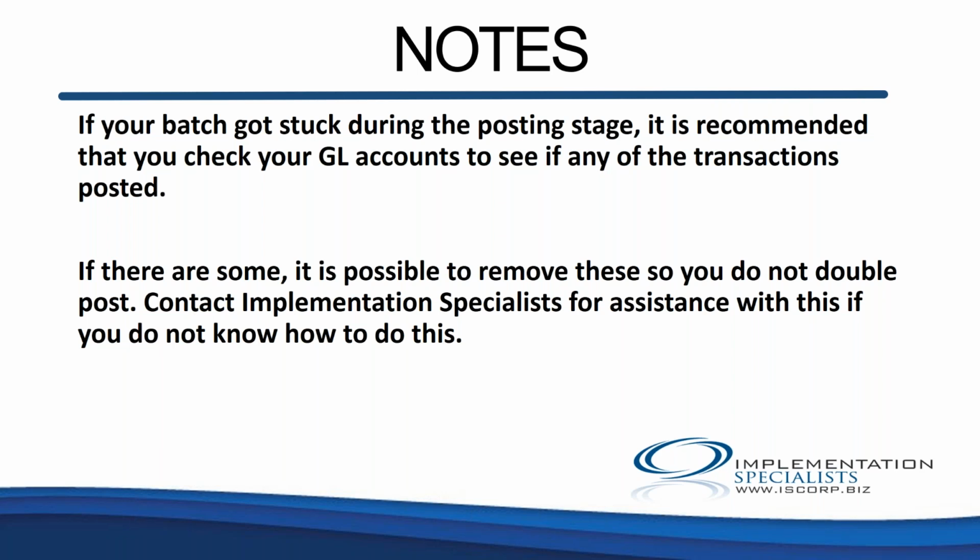It is possible to remove those so you don't double post. You can just edit the batch once it gets unstuck, or for those first 19, you can do reversing transactions to back out of them and then just repost all of the large batch again, to make sure that you have the proper audit trail codes and everything like that, so you can account for everything if you really have an audit. And again, if you don't know how to do that back out, just let us know. We'll be happy to show you that process.